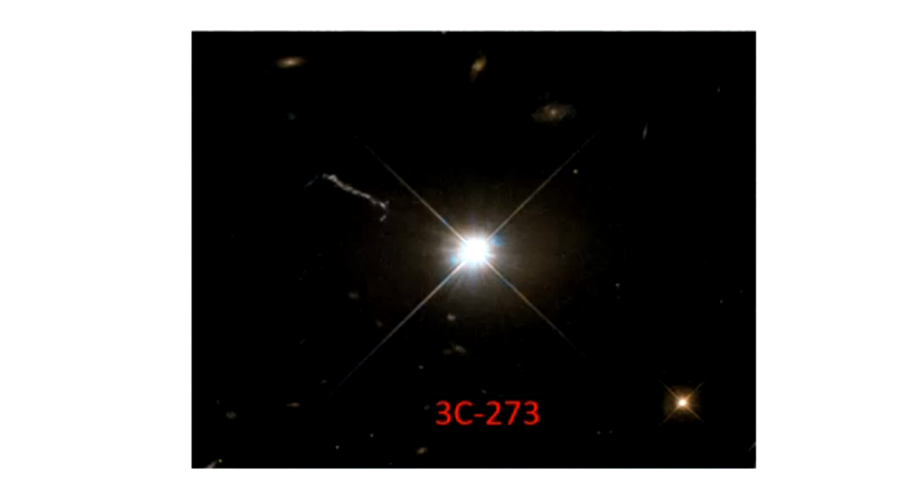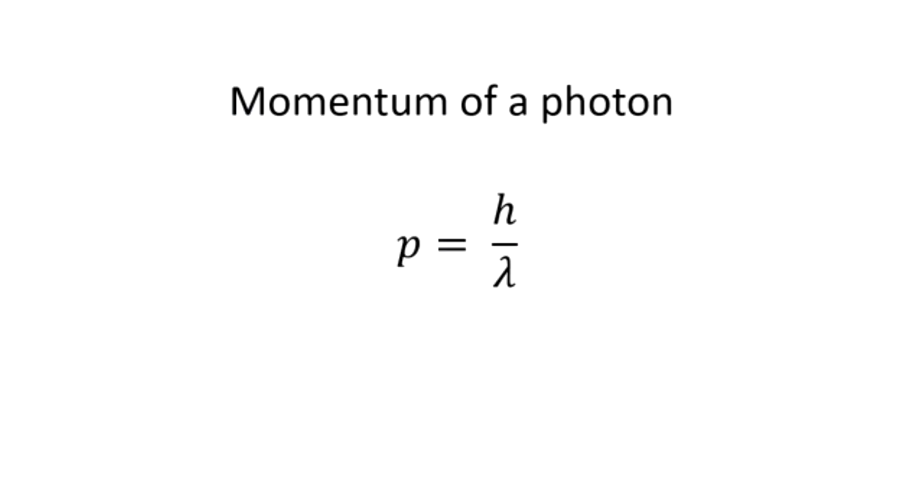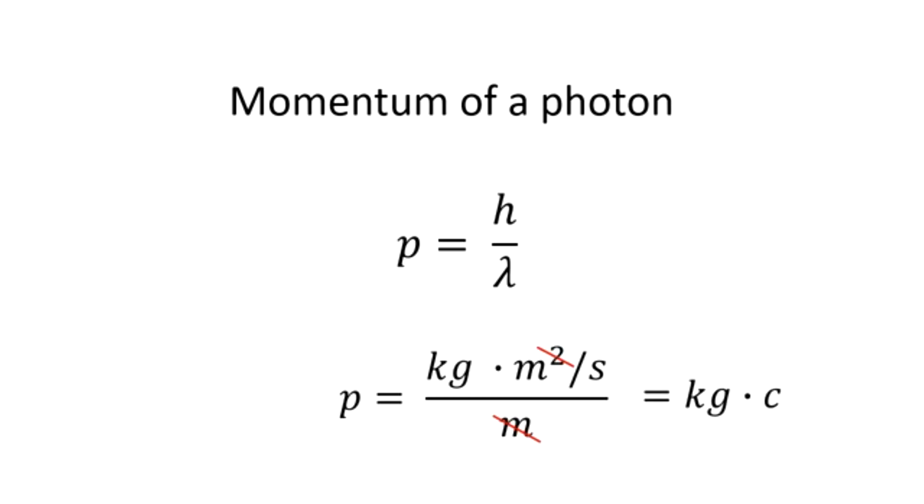Because photons only have kinetic mass, collisions between photons are not possible. The momentum of a photon is given by this formula: Planck's constant divided by its wavelength. The units of Planck's constant are kilograms times meters squared, divided by seconds. The units for lambda are meters. Meters cancel out. Meters per second is velocity, which in this case is the speed of light, and we have kilograms times c. Since the momentum is not zero, this kilogram quantity cannot be zero.